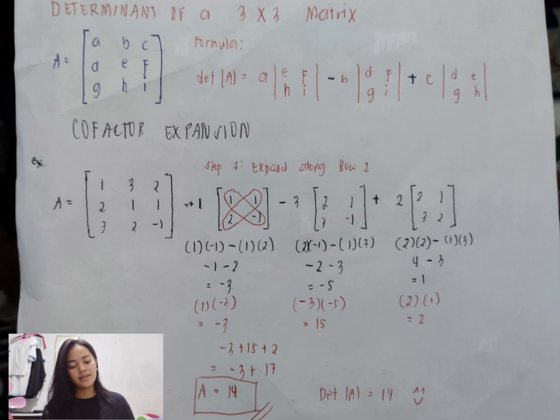We will just need to solve them: negative 3 plus 15 plus 2. By the PEMDAS rule, we add first: 15 plus 2 is 17, and negative 3 plus 17 is 14. So the determinant A is equal to 14. That is how we solve the determinant of a 3 by 3 matrix.